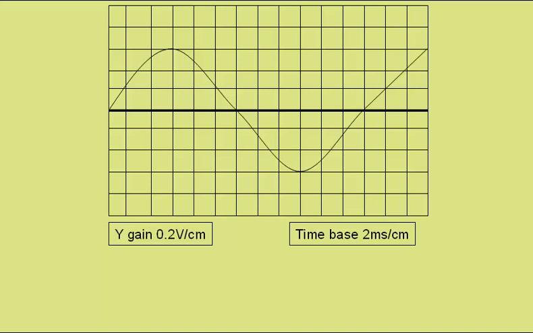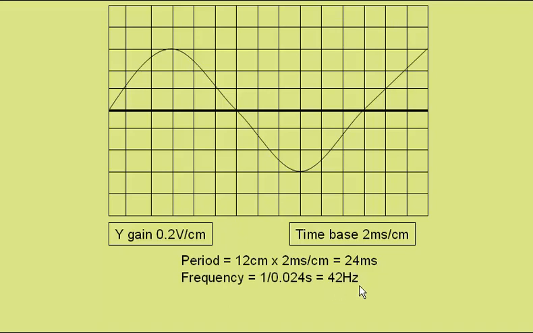Finally, this trace has a time base setting of 2 milliseconds per centimeter, and the time period from here to here is 2, 4, 6, 8, 10, 12 centimeters, giving a time period of 12 centimeters times 2 milliseconds per centimeter, or 24 milliseconds. Frequency is 1 over time period, which is 42 Hz.